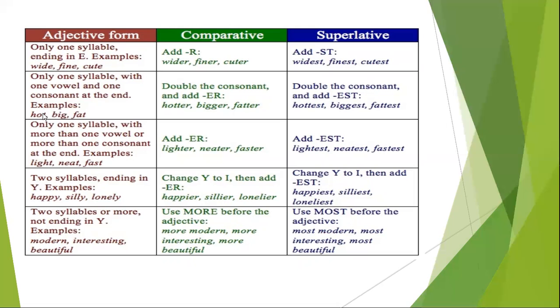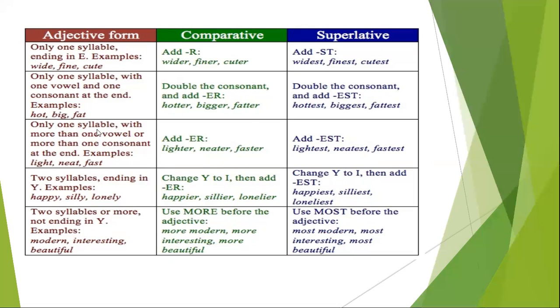Next, only one syllable with one vowel and one consonant at the end. For example, hot, big, fat. In this syllable we have one vowel and one consonant at the end. So when writing in comparative, you should double the consonant and add ER, that is hotter, bigger, fatter. In superlative, double the consonant and add EST: hottest, biggest, fattest.